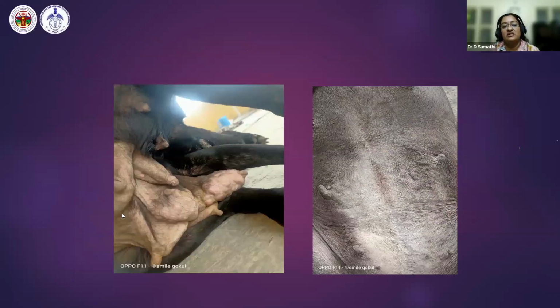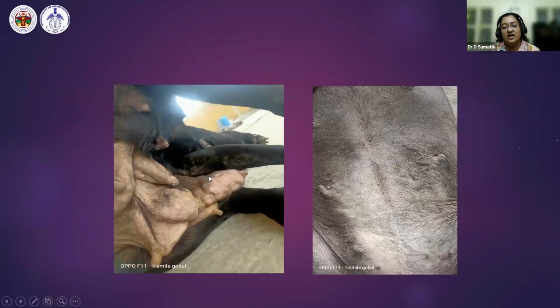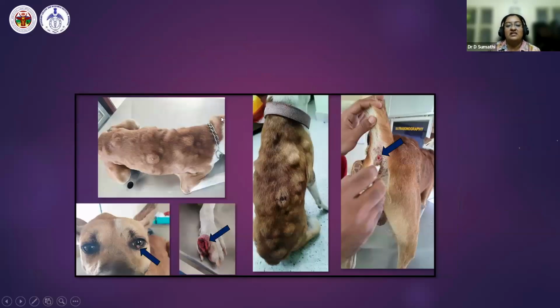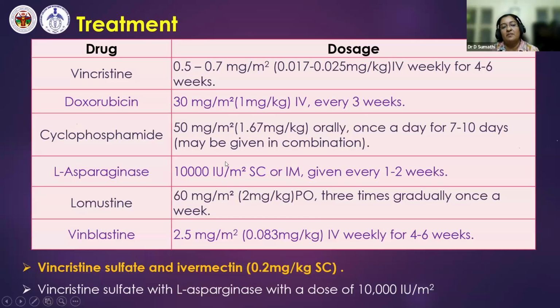This is one of the cases which we had handled. This dog had ocular lesions, and it also had systemic involvement. And this is another dog which had superficial nodules and a few ulcerated lesions near the anal region and the limb. This was treated with vincristine and a combination of ivermectin. Both have a synergistic effect. Vincristine and ivermectin has been used in one of the dogs here, which showed good clinical improvement by the fifth week. So treatment options are available, but most often we choose vincristine sulfate.